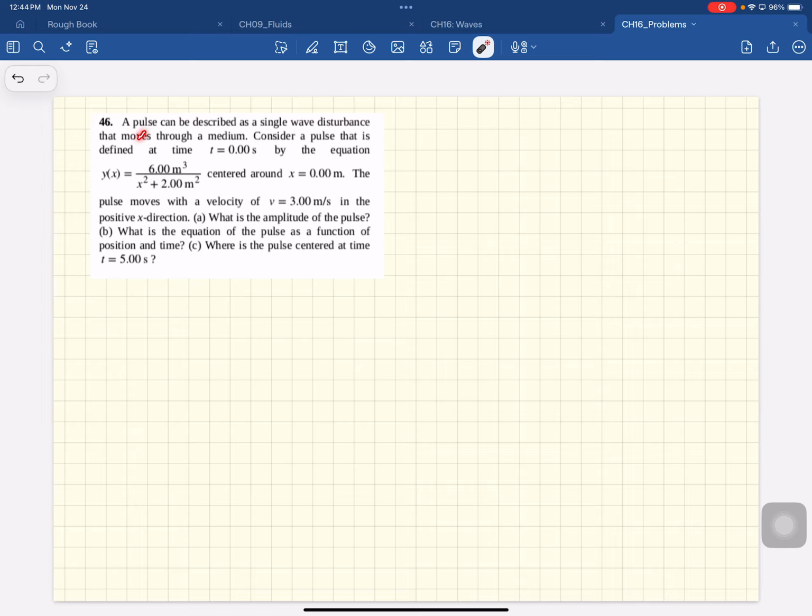This problem says a pulse can be described as a single wave disturbance that moves through a medium. Consider a pulse that is defined at time t equal to 0. So there's this pulse centered at x equal to 0 meters. The pulse moves with a velocity 3 meters per second in the positive x direction. So they ask you, what is the amplitude of the pulse?